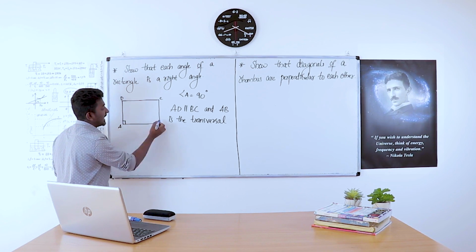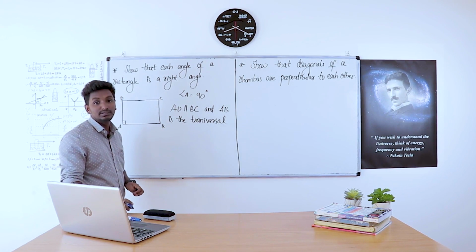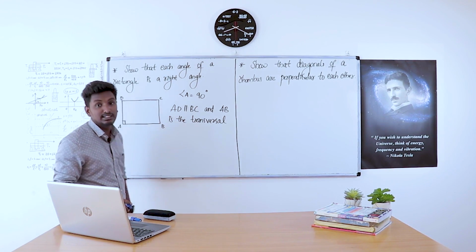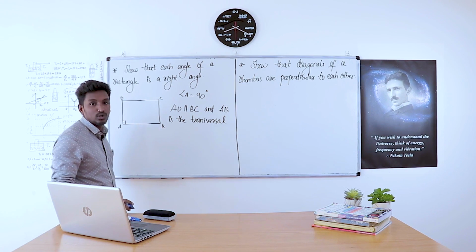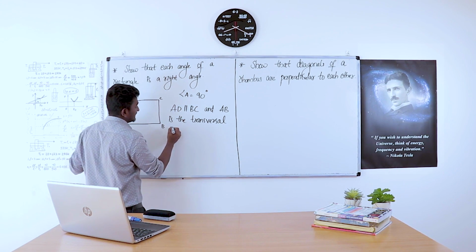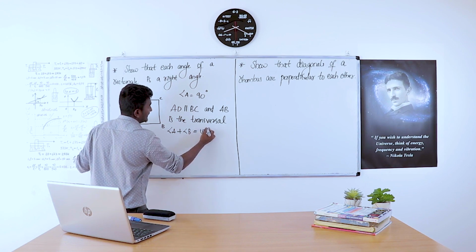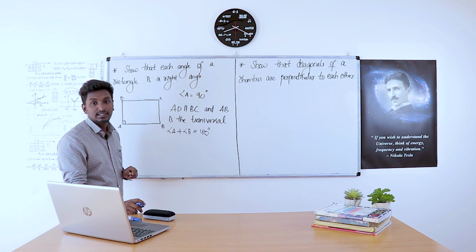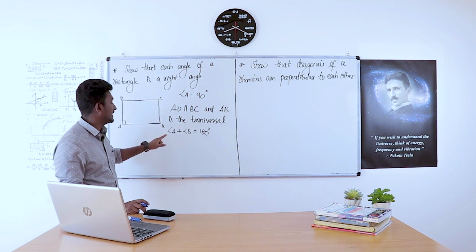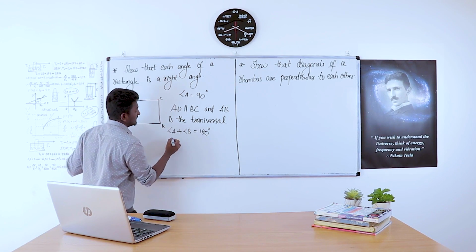Therefore, angle A and angle B are interior angles on the same side of the transversal. So the sum of angle A and angle B should be 180 degrees. That is, angle A plus angle B is equal to 180 degrees. How do we get this 180 degrees? We know that interior angles on the same side of the transversal are supplementary. That's why I am writing angle A plus angle B is equal to 180 degrees. We know that angle A is equal to 90 degrees.